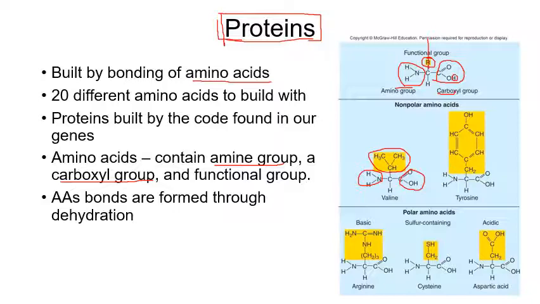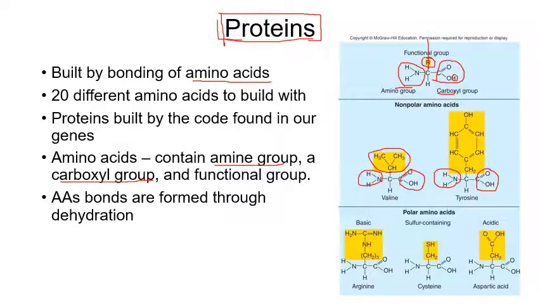Okay. Now you look at tyrosine, again, an amino acid. We have an amino group and we have a carboxyl group, but instead of a simple side chain, we have a carbon ring for the functional group. Okay, so all your amino acids will have an amino group and a carboxyl group.